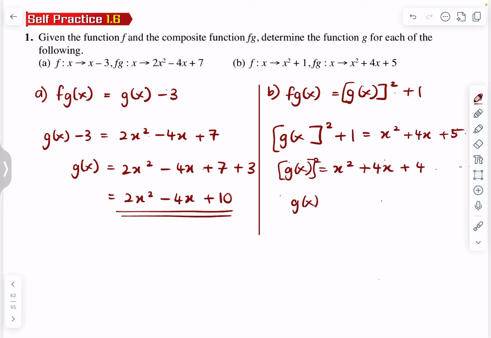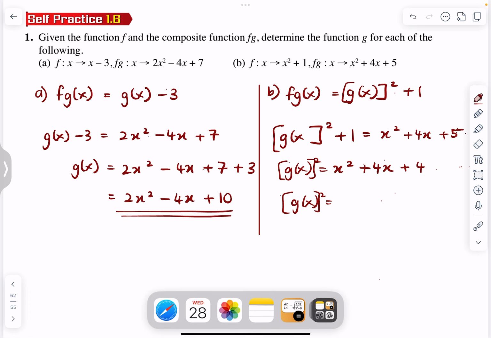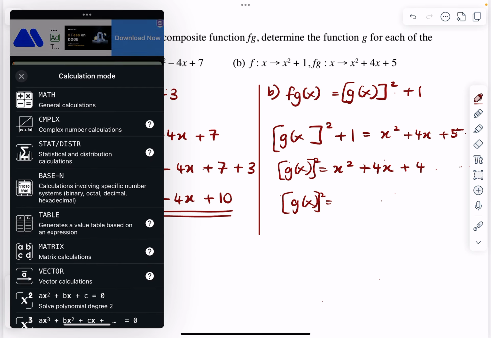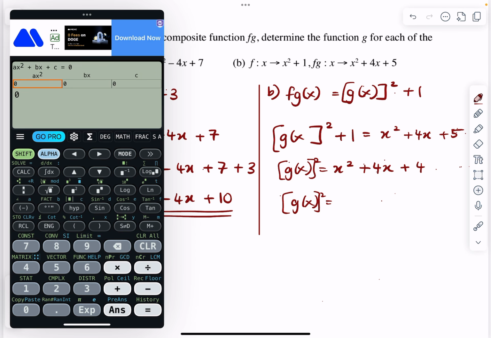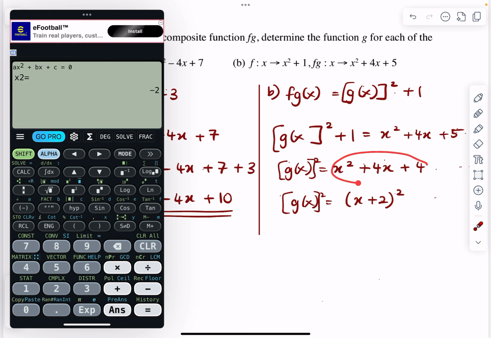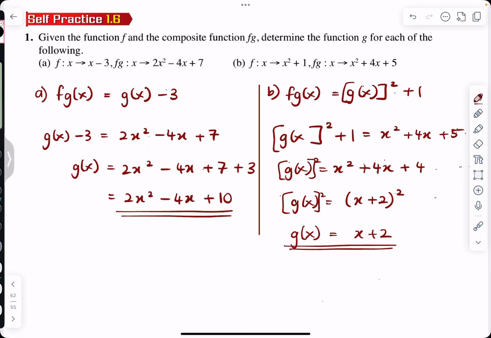So g(x) squared, let's see if we can factorize this or not. We can use our calculator. x squared, 4x, 4. So you get negative 2 and negative 2. So (x plus 2) squared will give us this one. So if g(x) squared is (x plus 2) squared, that means g(x) is just x plus 2. That's it.